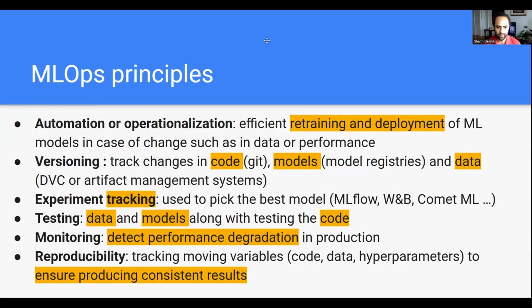And it is no surprise to see DevOps principles in MLOps as well, including the automation part for efficient retraining and deployment. We have versioning, but not only for code, also for models and data. Experiment tracking using tools like MLflow, Weights and Biases, and CometML. Always testing code, but also data and models. Monitoring to detect performance degradation in production. And reproducibility by tracking moving variables to ensure producing consistent results.